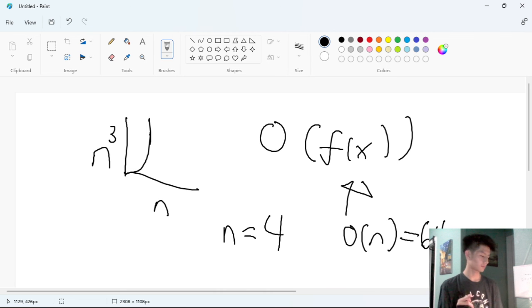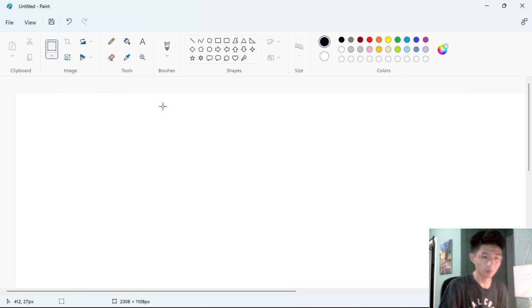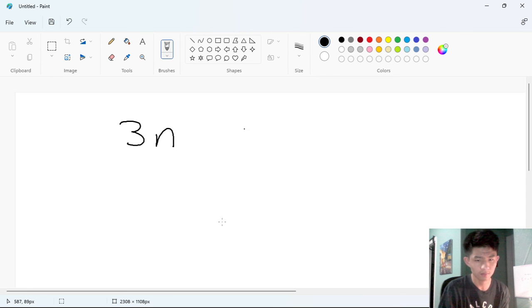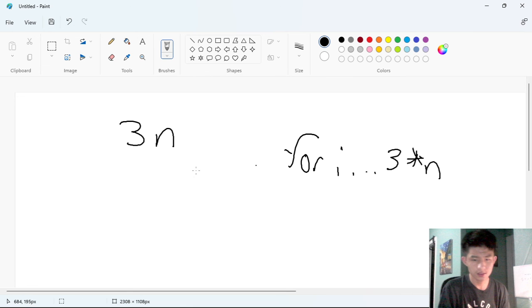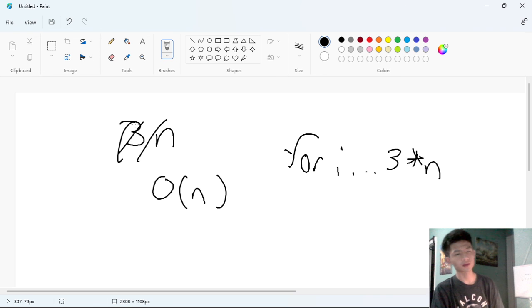Oh, one quick note, we don't have coefficients in big O notation. So if I said 3n, for example, if I had a for loop that runs like this, it is still O of n. We just take out the coefficient. And the reason for that is because it's not really as important. We only take the important elements, such as n.